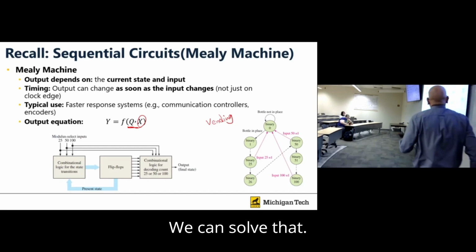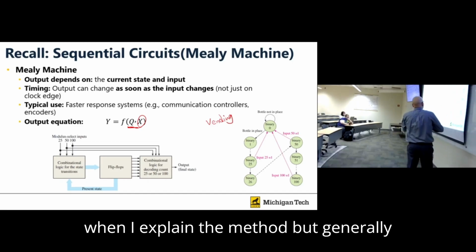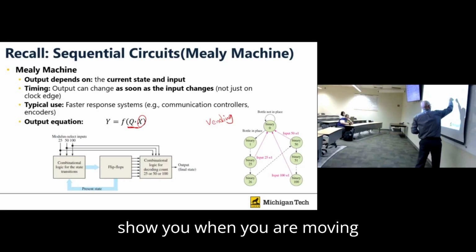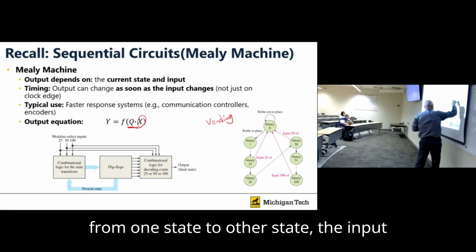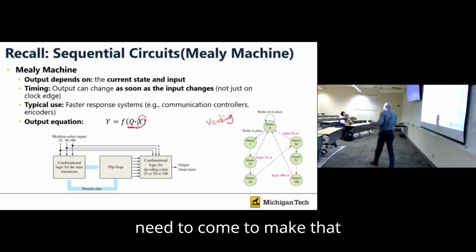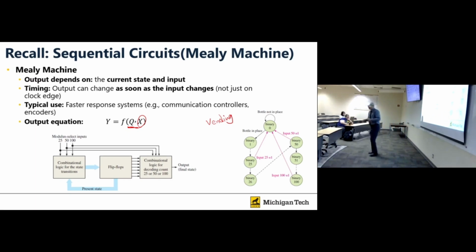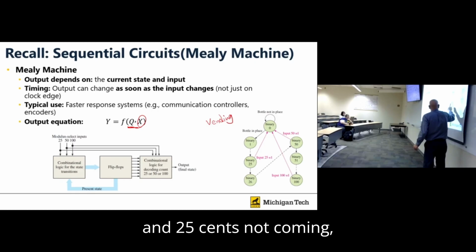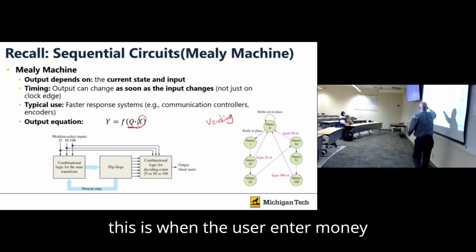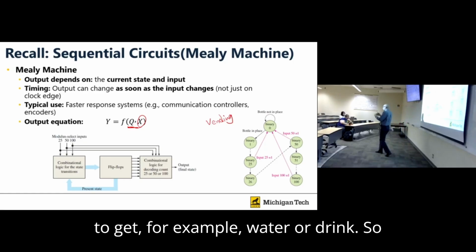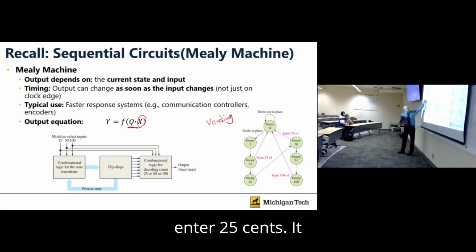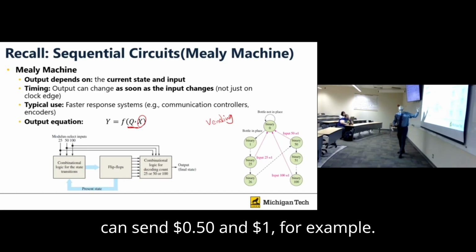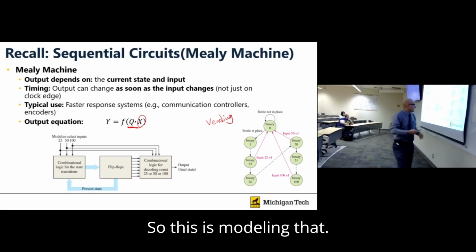We can solve that when I explain the method, but generally, the reason that I put here, I wanted to show you when you are moving from one state to other state, the input need to come to make that transition. The input is important to this transition happening. So if we are in a state 25 and 25 cents not coming, this is when the user enter money to get, for example, water or drink. So enter 25 cents. It can continue sending 25 cents, or it can send 50 cents and $1, for example. So this is modeling that.